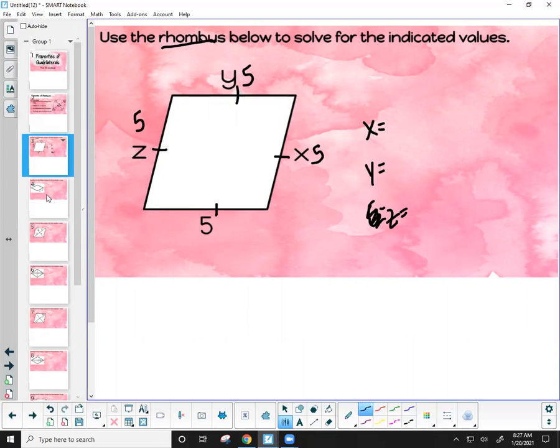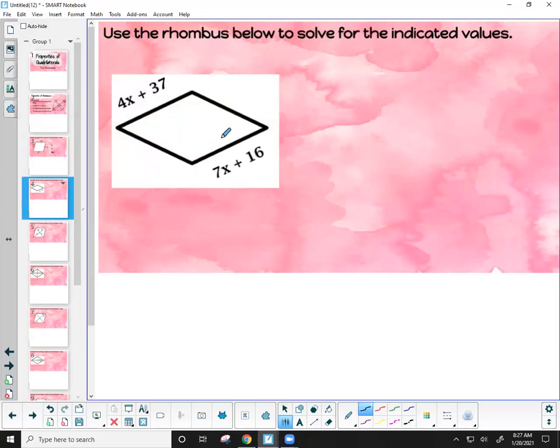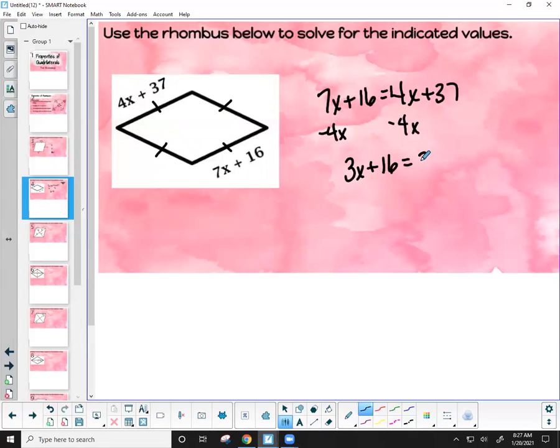We could also think about the side lengths if we were given expressions. So keep in mind, all four sides are the same length, meaning I can set my two equations equal to each other. So 7x plus 16 has to equal 4x plus 37. Okay, so now I can solve this. I can subtract 4x from both sides. So I have 3x plus 16 equals 37. I can subtract 16 from both sides and I get 21. Divide by 3 and I have x equals 7.